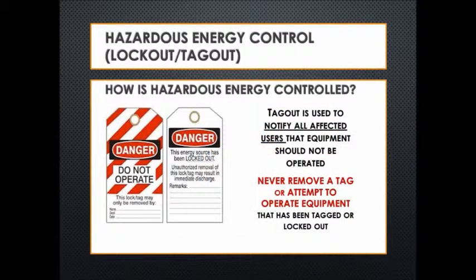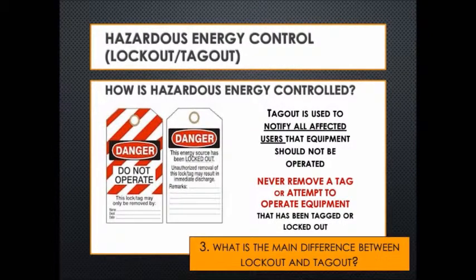The second method used is tagout. Tagging out does not physically prevent the release of energy the way that locking out does. Tagging out notifies all users that equipment is unsafe to operate, whether because it is malfunctioning or because someone is working on it. You may not be able to see what is wrong with equipment or who is working on it, but that doesn't mean it is safe to use. You should never remove a tag or attempt to operate any type of equipment that has been tagged or locked out. Lockout and tagout are used together. Lockout physically prevents energy from being released, and tagout notifies users that equipment should not be activated.